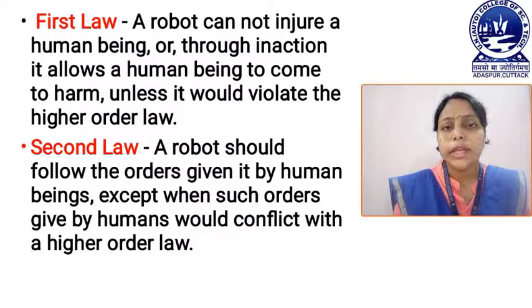Now look at the second law. The second law says that a robot should follow the orders given to it by human beings, except when such orders given by humans would conflict with a higher order law. That means this second law says that the robot always follows the human being's instructions, and according to that instruction it performs its tasks. But it violates the instruction when there is some conflict in that instruction.